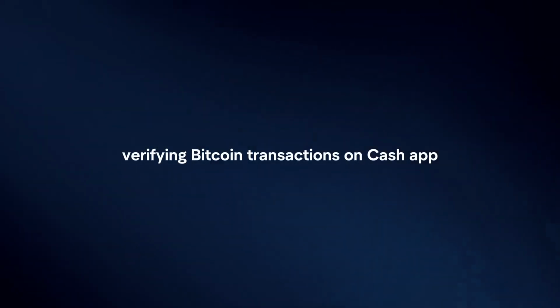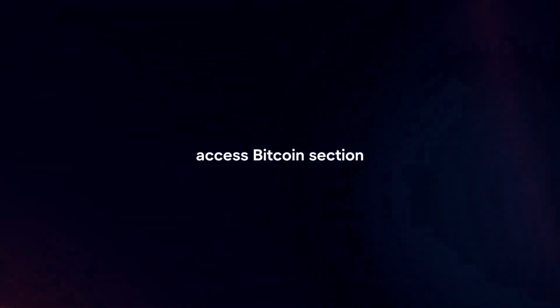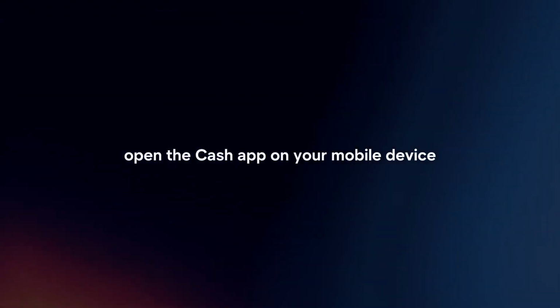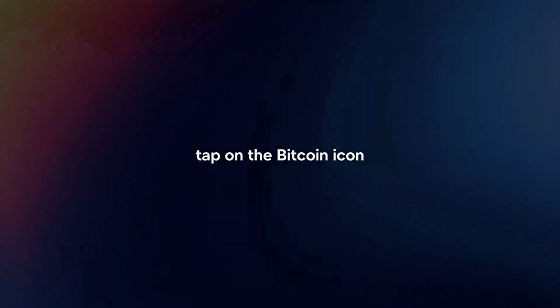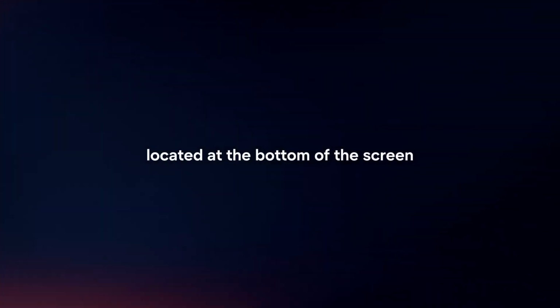Verifying Bitcoin transactions on Cash App involves a straightforward process. Access Bitcoin section. Open the Cash App on your mobile device and navigate to the Bitcoin section. Tap on the Bitcoin icon located at the bottom of the screen.